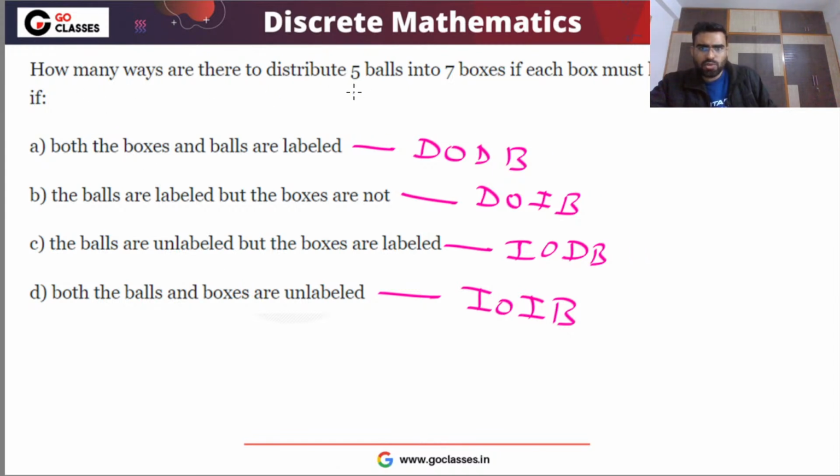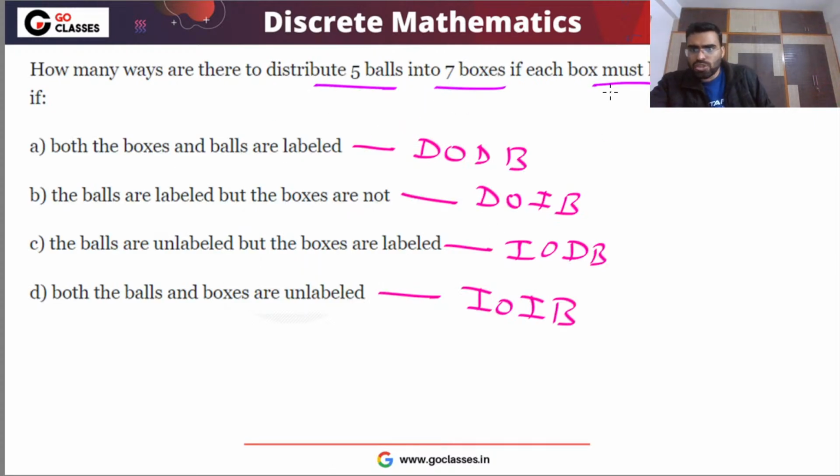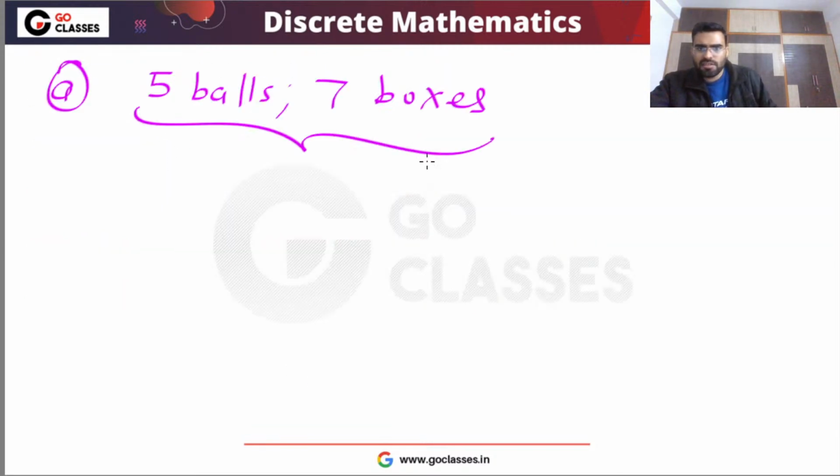How many ways are there to distribute 5 balls into 7 boxes if each box must have at most one? Remember, each box must have at most one. If the boxes are labeled, basically DODB. So tell me, you have 5 balls, you have 7 boxes, and each box must have at most one. Then tell me how many ways are there?